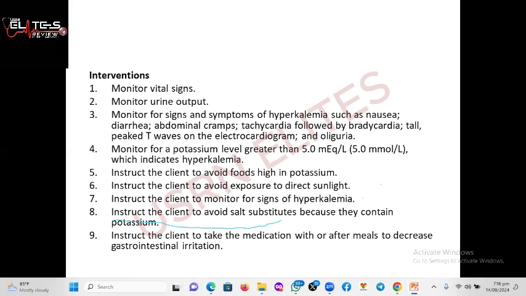Then you instruct the clients about taking the medication with food to decrease GI disturbances.